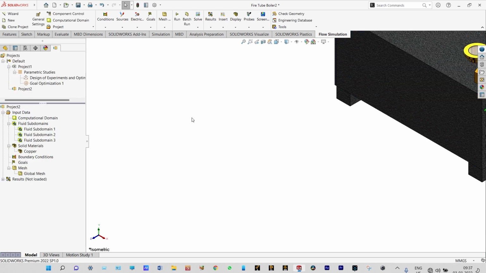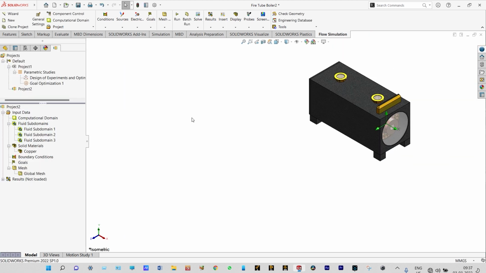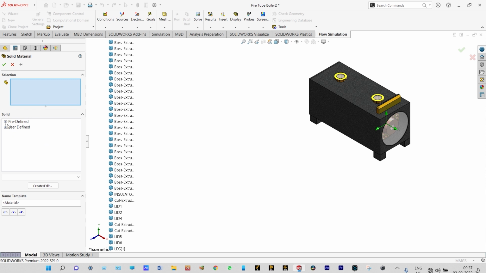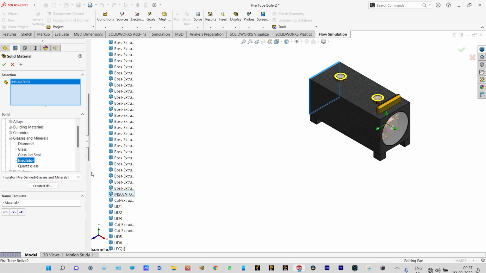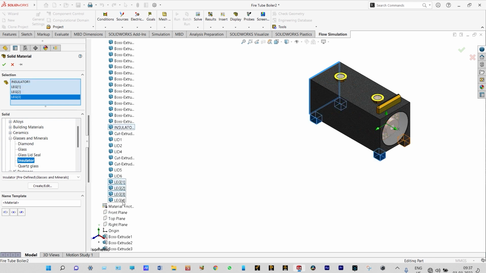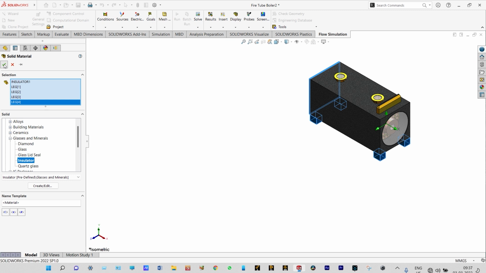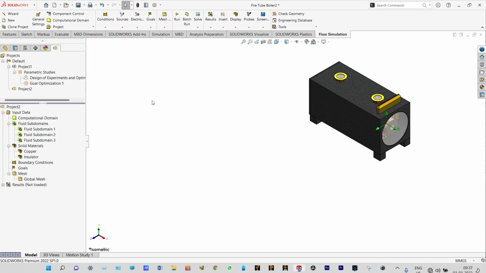That means we have provided copper for all the materials, and next to that we have to apply insulator for the remaining parts. So solid materials, insert solid materials, and from here we provide predefined gases and minerals, and it will be insulators. Let us select the components made up of insulator and the legs also. Green check. Both the materials have been defined.